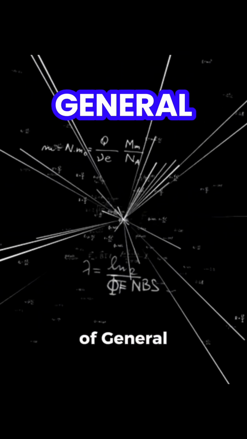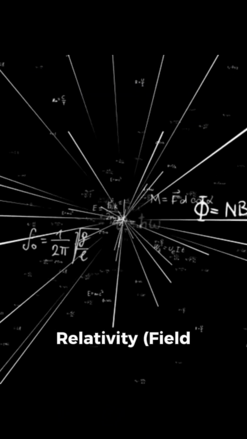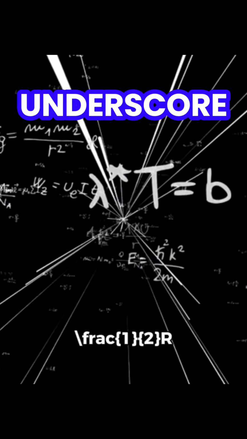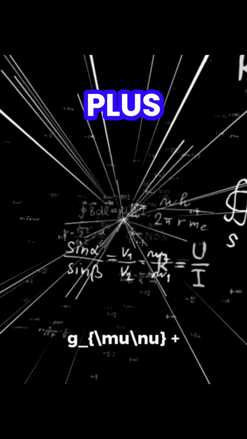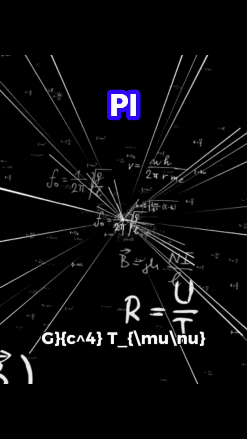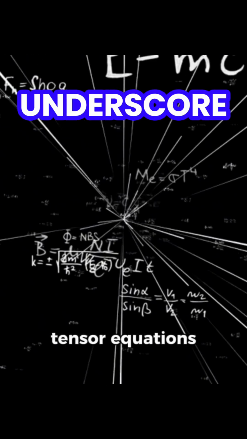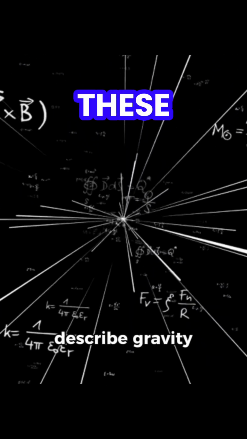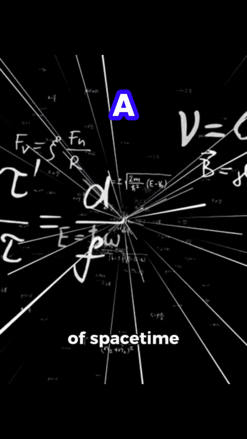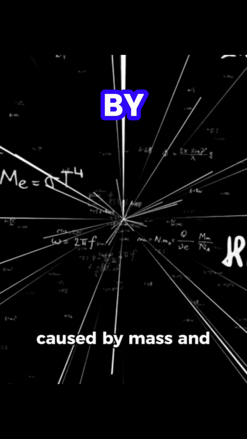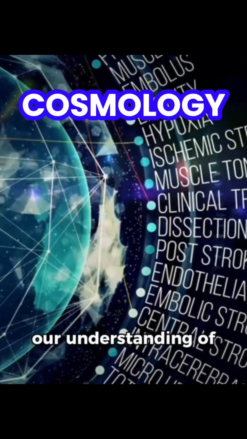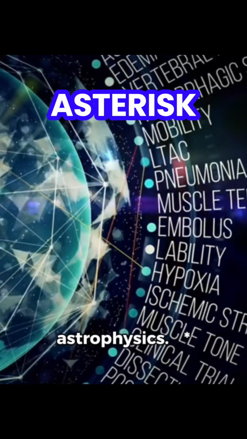Einstein's theory of general relativity field equations. R_μν - (1/2) R g_μν + Λ g_μν = (8πG/c⁴) T_μν. These complex tensor equations describe gravity not as a force but as a curvature of spacetime caused by mass and energy. They revolutionized our understanding of cosmology and astrophysics.